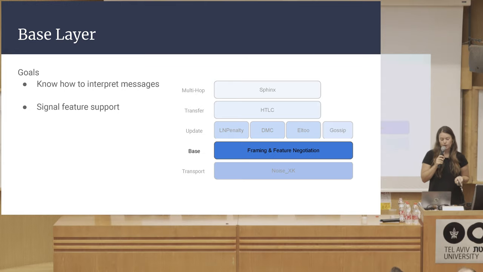Right, and once we have the transport layer, so we know that we're talking to who we want to and we can trust those messages, we need to figure out how we're going to communicate. And this is achieved by the base layer. So the goals of this layer are to know how to interpret messages, so figure out the format of these messages and what they mean, and also to signal feature support so that the protocol can move forward, hopefully in a backwards compatible way.